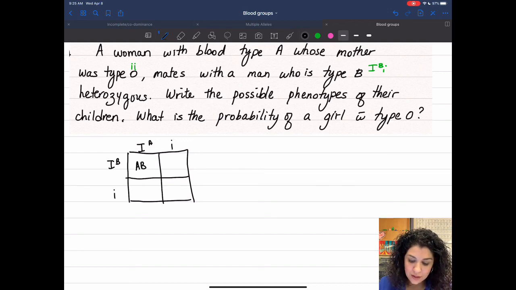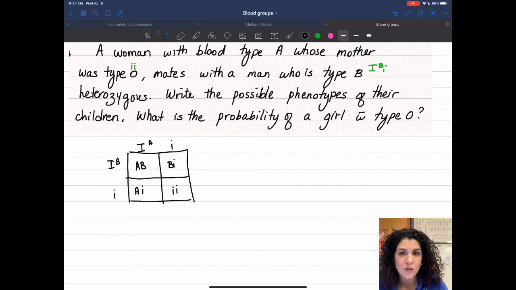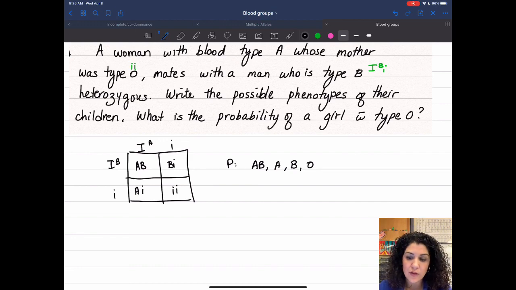So their first child is AB blood type, B, A, and i. So what are the possible phenotypes? Again, it's not asking for a ratio, it's just saying what are the possible phenotypes. So the phenotypes for the babies, it could be AB, A, B, and O. Those are the possible phenotypes.